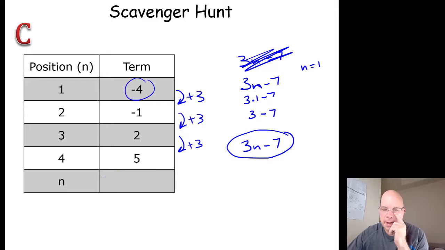If you try that with another value of n, you'll see that it works. If I use the alternative solution that I showed you in the last one, 3 times n minus 1, and then you start out with negative 4, so negative 4 plus 3 times n minus 1 is equivalent also.